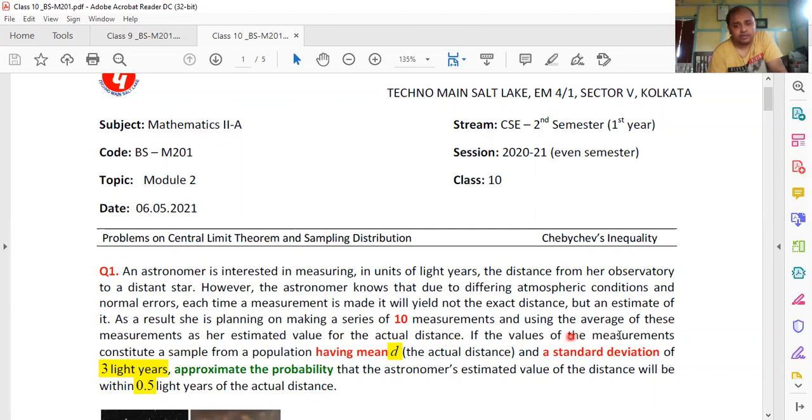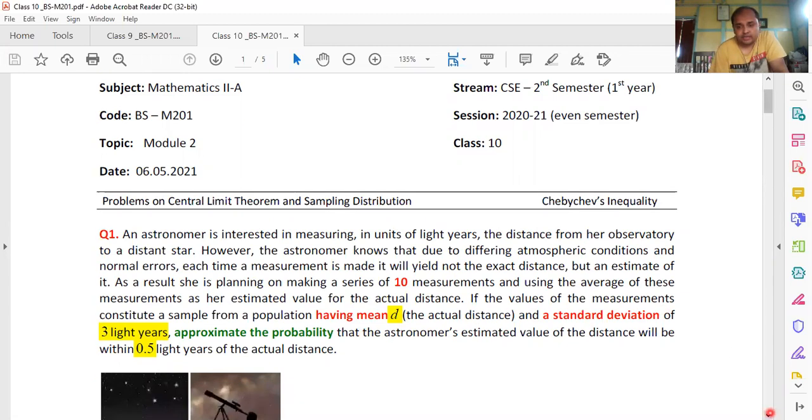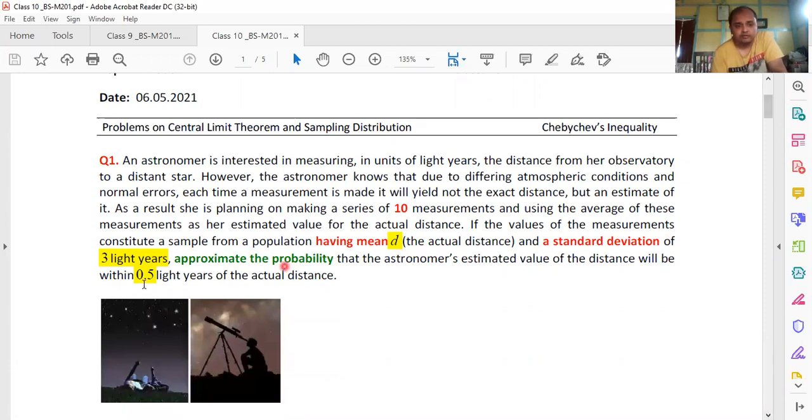If the values of the measurements constitute a sample from a population having mean d, which is the actual distance, and a standard deviation of 3 light years, approximate the probability that the astronomer's estimated value of the distance will be within 0.5 light years of the actual distance.